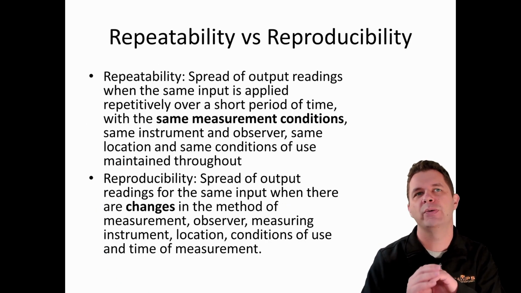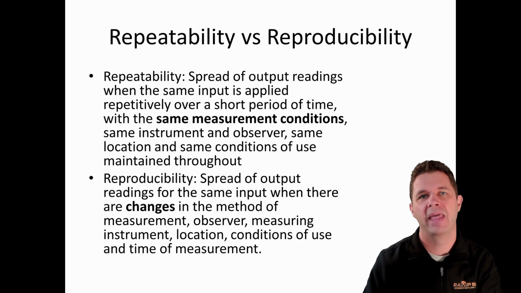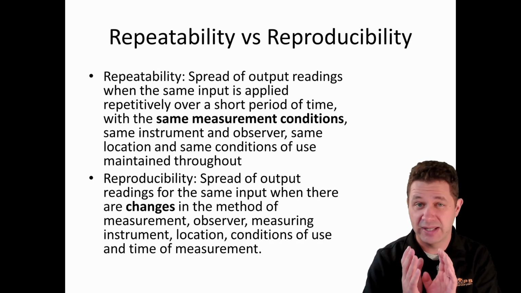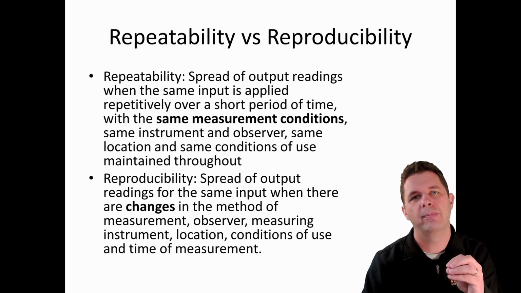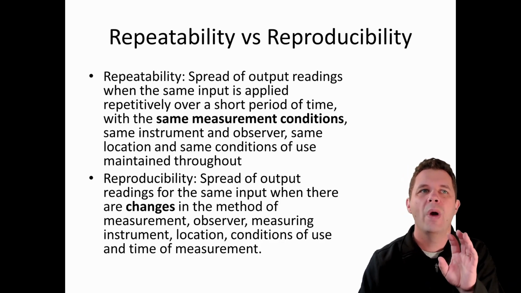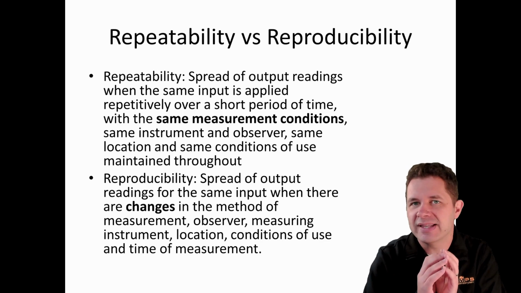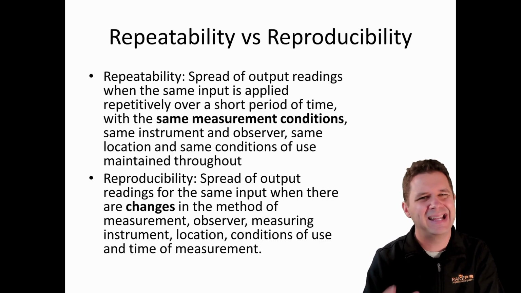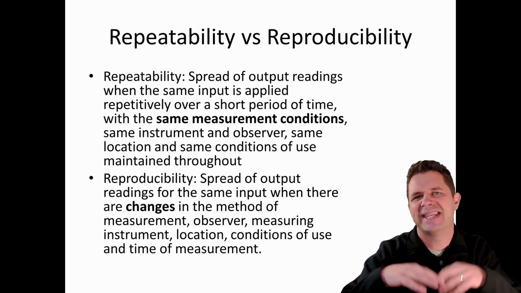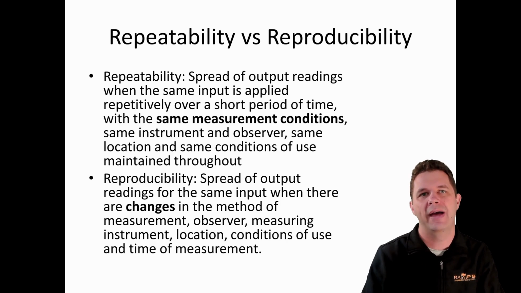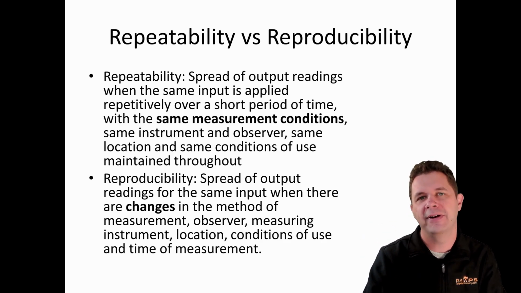Now, I said there's a difference between repeatability and reproducibility. And basically the idea between them is they've got some similarities in that we're looking at the same input and the same sensor or the same instrument that's being applied to these. But when we're talking about repeatability, we have essentially the same measurement conditions. So measurements are taken at a similar sort of time by the same observer at the same location under the same basic conditions, and we maintain these throughout. Reproducibility, we've got the same input, but we're changing some of those other things. Maybe a different person, a different time, different conditions of use, different measuring instrument even.